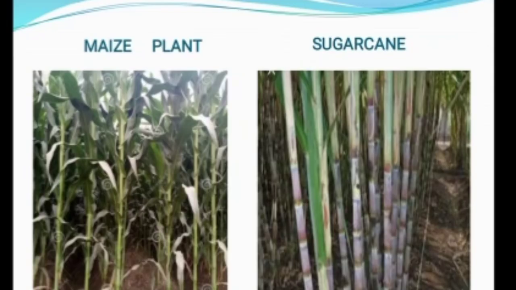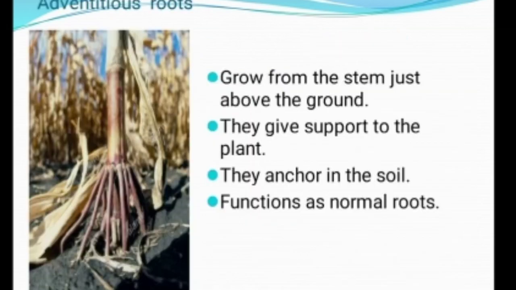Now children, we have seen that different plants have different types of roots. But there are certain plants in nature which have 2 types of root on the same plant. Example, I have shown you the picture of maize plant and sugarcane plant. Here in these 2 types of plants, you can see 2 types of roots on the same plant. Some of the roots grow underground, whereas some roots grow from the stem just above the soil and they penetrate deep into the soil. Such roots are called adventitious roots. Here in this picture you can see, children, what adventitious roots are, how they are growing above the soil and they are even penetrating deep into the soil.